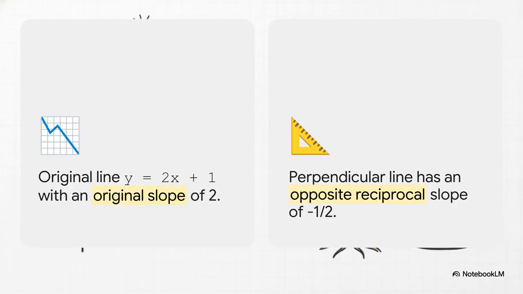And this brilliantly illustrates exactly what I mean. Let's look at the original line, y equals 2x plus 1. The original slope here is just 2. Now, to get our perpendicular line, we need that opposite reciprocal. So we take that 2, which, remember, is really just the fraction 2 over 1, and we flip it completely upside down to get 1 over 2. Then we just change the sign from positive to negative. Boom, our new slope is -1/2. Flipping the number and changing the sign is exactly what creates that perfect right angle intersection.